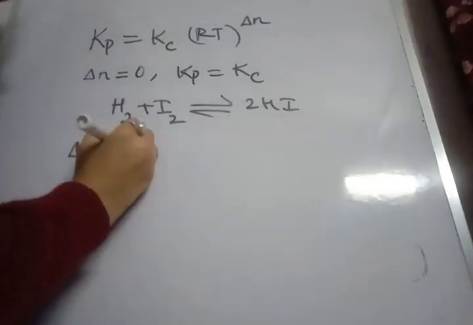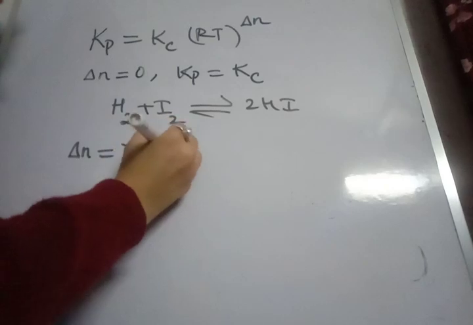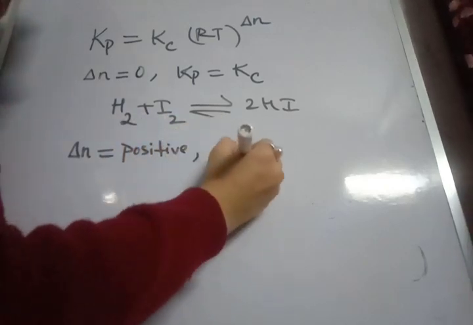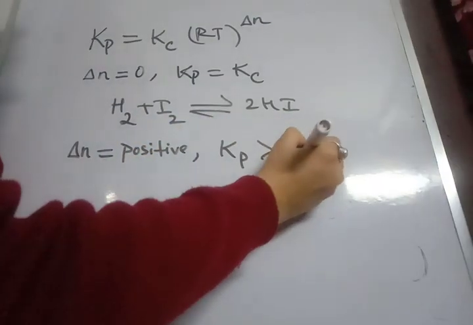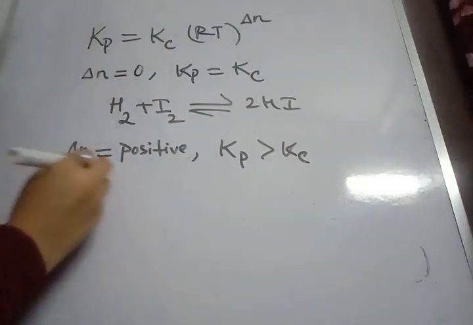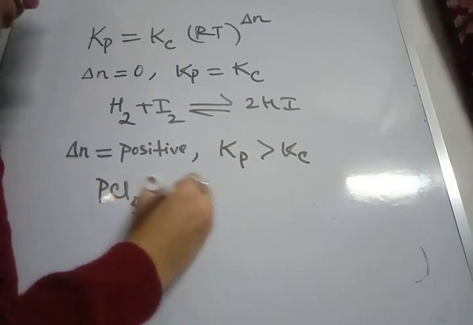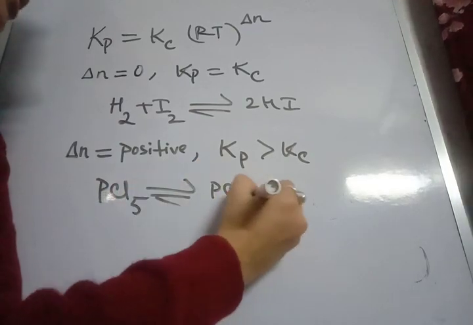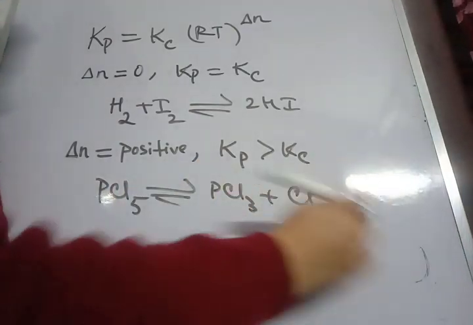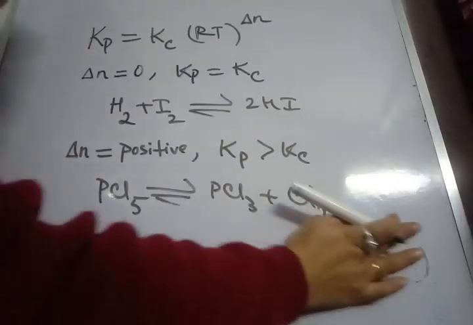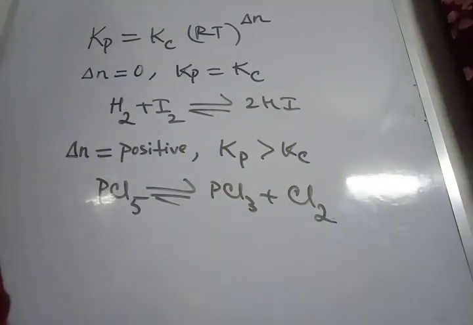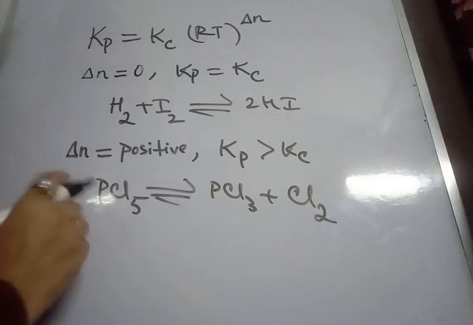When delta n is positive, Kp is greater than Kc from this particular relation. And the example is this one, PCl5 reversible to PCl3 plus Cl2. Here also all of them are in the gaseous state. Then only we can represent the Kp and Kc relations.